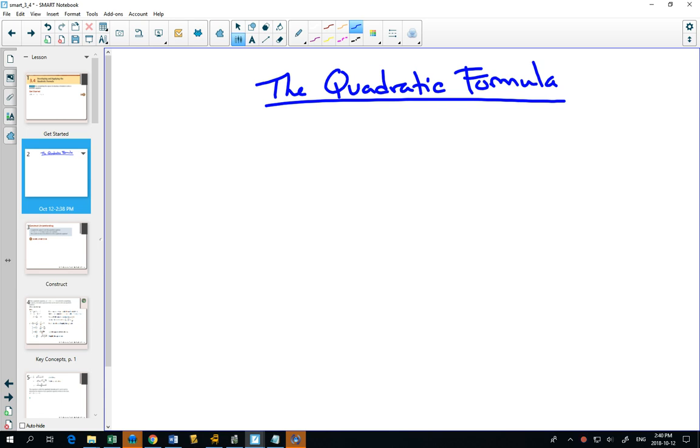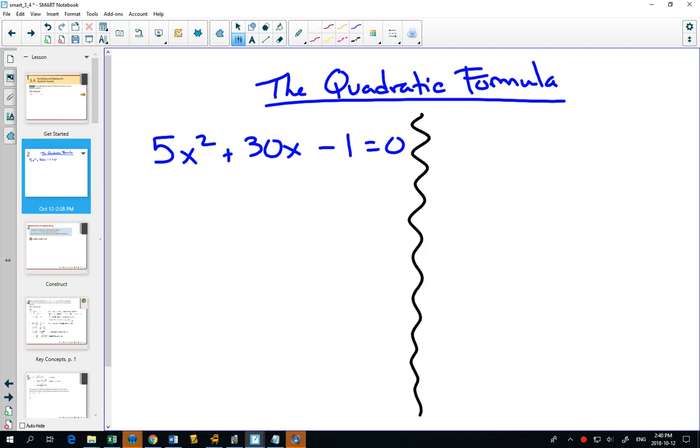So the formula that we're going to create is going to say if you have a whole bunch of numbers. So let's say I have 5x squared plus 30x minus 1 equals 0. What I have in that situation, you just have to watch. You don't have to write anything down. We are going to complete the square on this side and write down our instructions as we go through them.